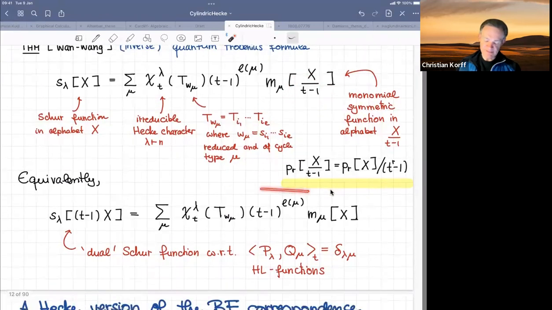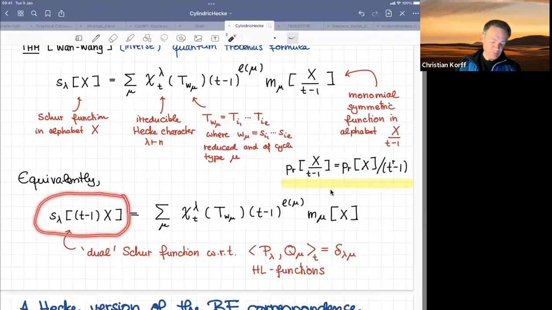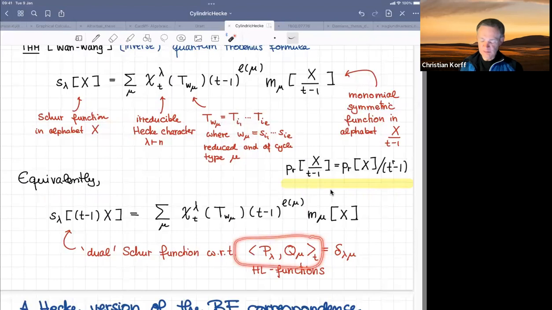You still get as the expansion coefficients the characters of the Hecke algebra. Now you have your standard monomial symmetric function here, but this side has changed. So under this plethystic variable substitution, the Schur function is now no longer the ordinary Schur function, but it is the Schur function which you get, which is dual with respect to the inner product for Hall-Littlewood functions.